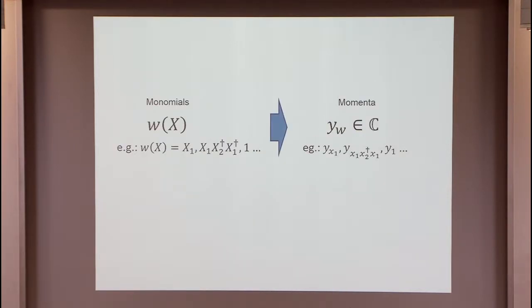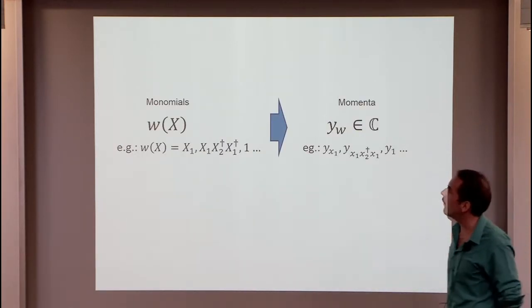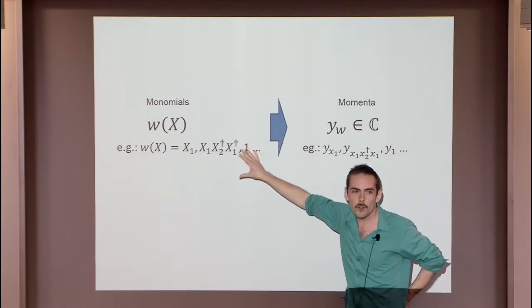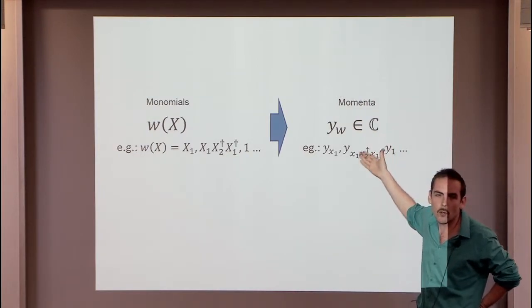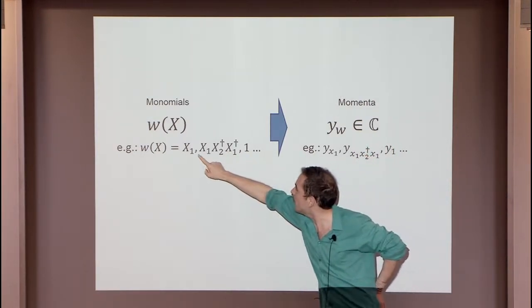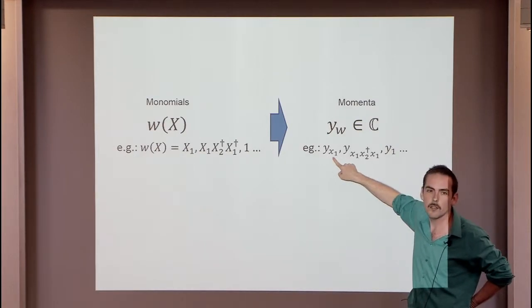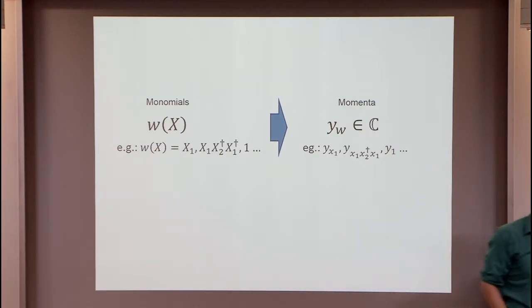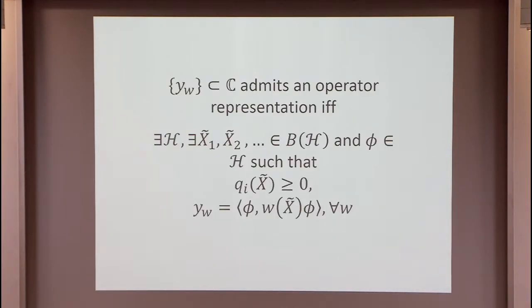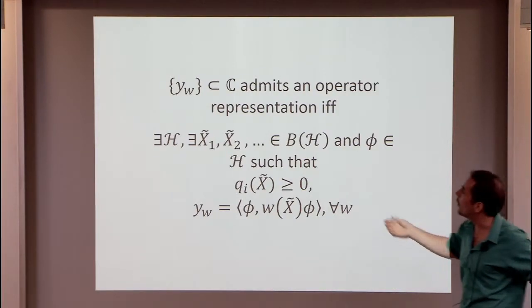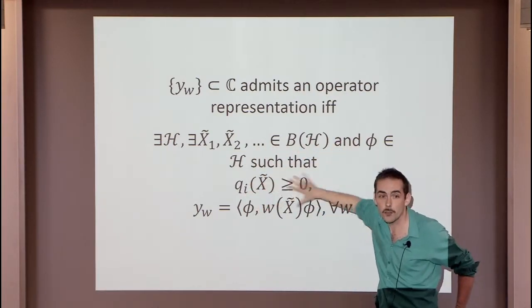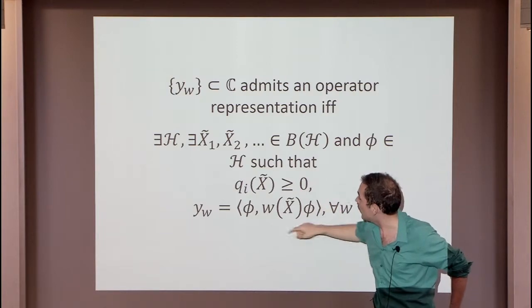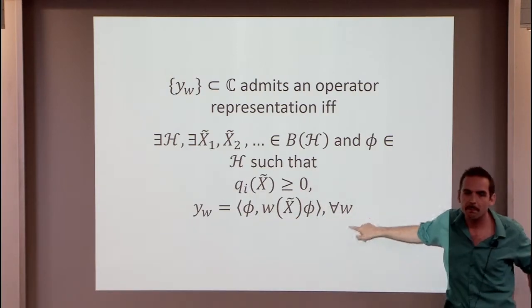Now, all these methods essentially start from the same idea. The idea is to replace the monomials of these variables by some set of complex numbers that you call momenta. So for each monomial here, let's say x1, I want to associate some momentum, y_x1. Now I will say that a set of momenta admits an operator representation if you can find some Hilbert space and some operators acting on this Hilbert space satisfying all these restrictions, such that each of these momenta is expressed in this form.